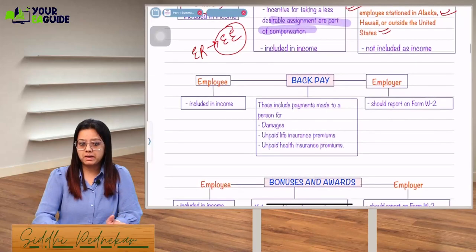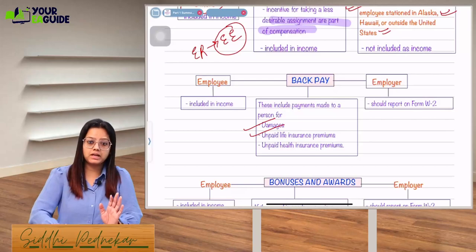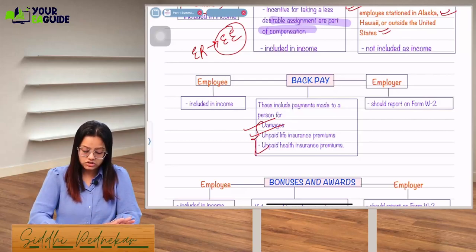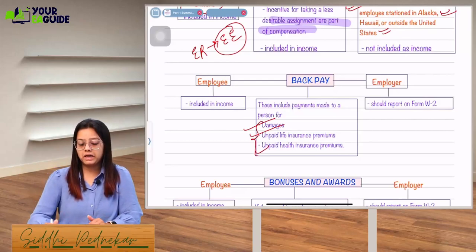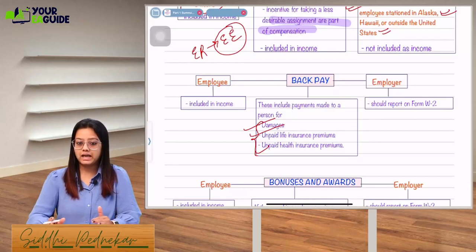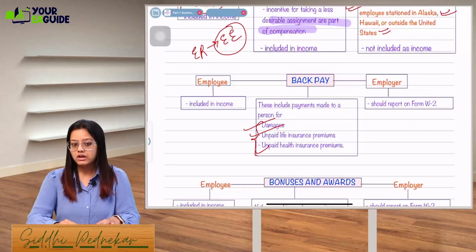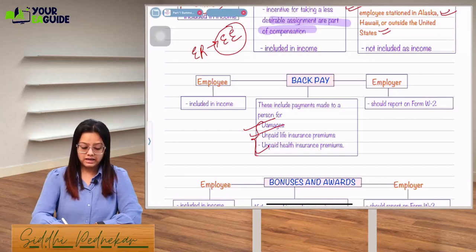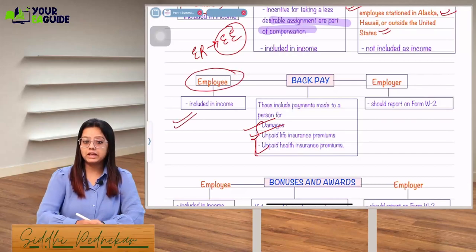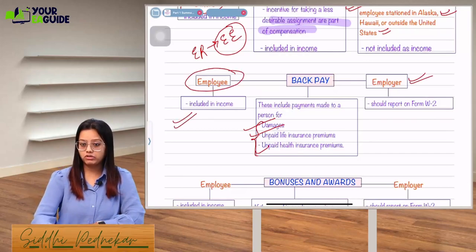This includes payment made to a person for any damages, any unpaid life insurance premium, any unpaid health insurance premium. So any this kind of payment which has been paid by the employer to the employee, any damages or any unpaid amount from the previous income, if it is received by the employee, it will be included in the income. For employer, what will be the treatment?